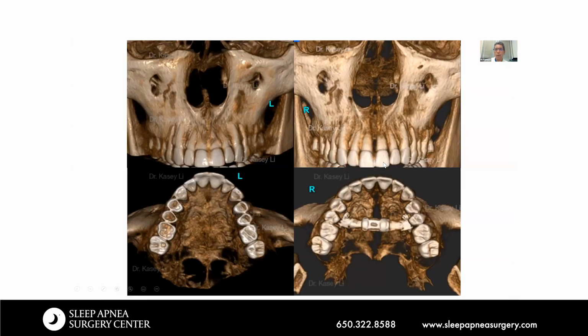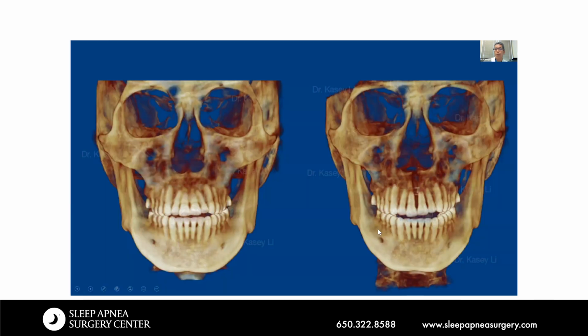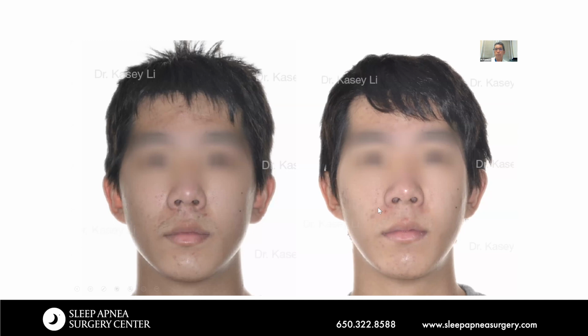He's also a tongue thruster. You can see the extent of expansion. No destruction of the dental alveolar. It's pure bone expansion. Improvement of the nasal airway, breathing, sleep, now much better.